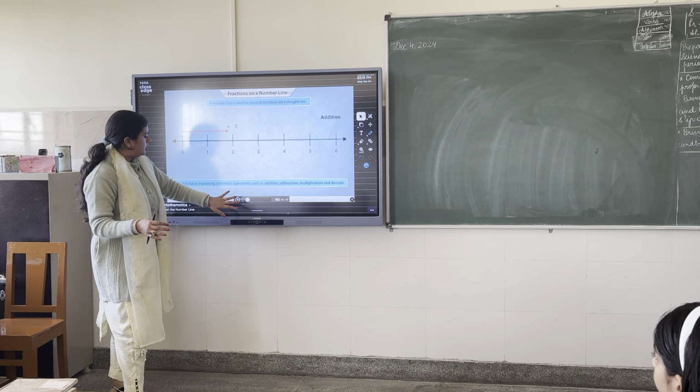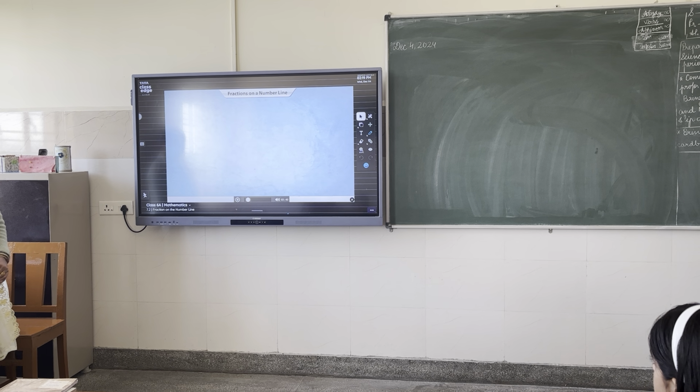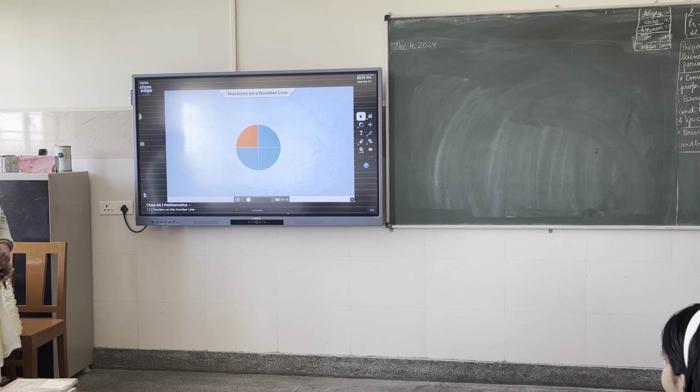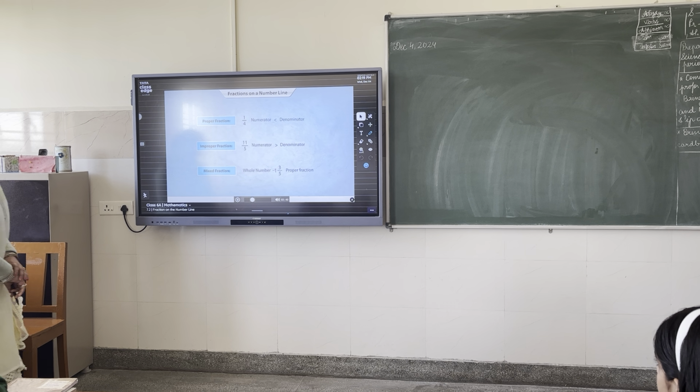Let's see the video of addition, subtraction, multiplication and division. Other than representing whole numbers, it can also be used to represent fractions. Fractions represent a part of a whole. It is written using a top number or the numerator and the bottom number or the denominator. There are mainly 3 different types of fractions. Proper fractions are the ones whose numerator is smaller than the denominator. Improper fractions have numerator greater than the denominator. Mixed fractions are a combination of a proper fraction and a whole number.